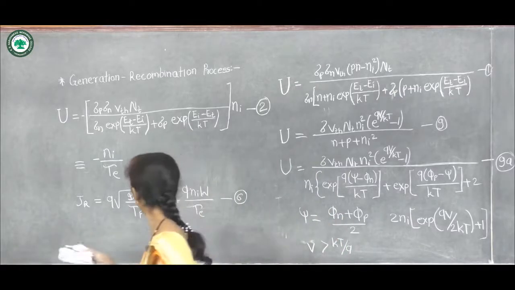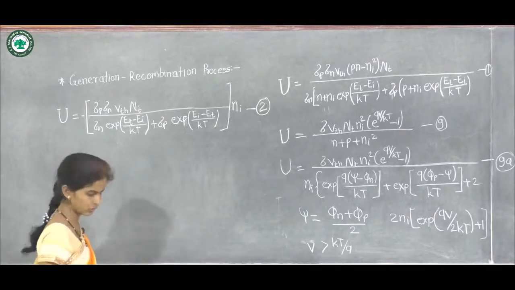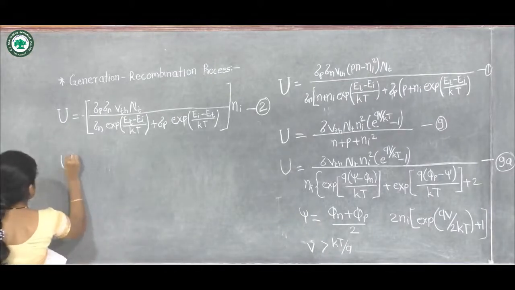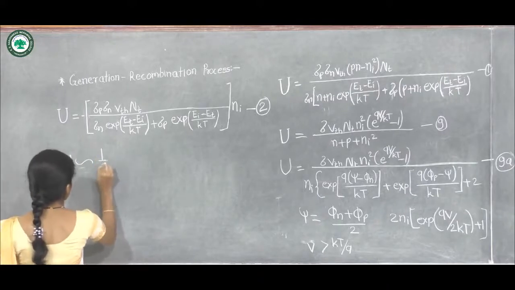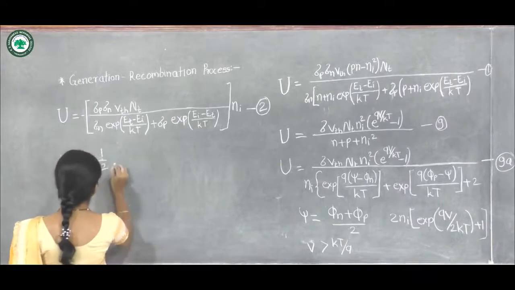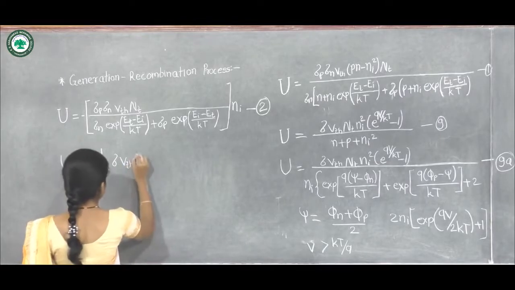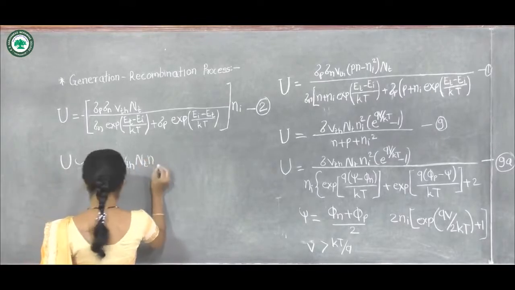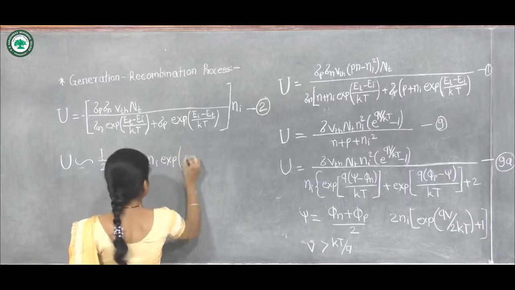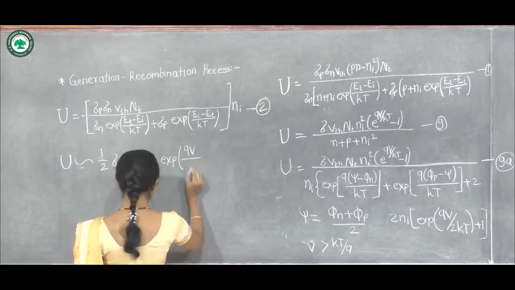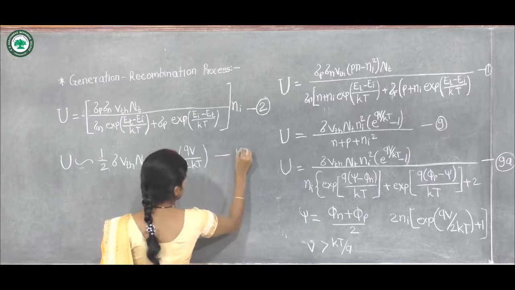we will get this equation for U nearly equal to 1/2 into sigma into Vth into Nt into Ni exponential of qV by twice kT. So this is equation number 10.